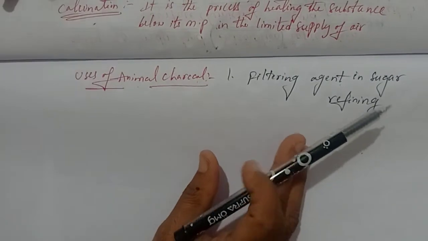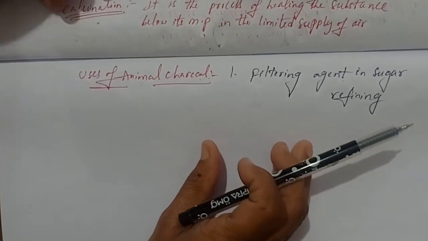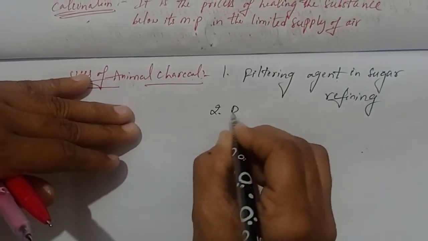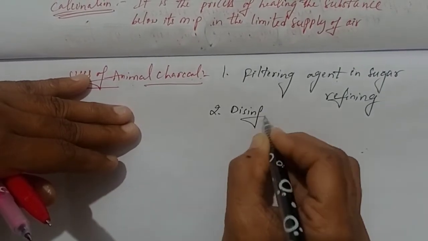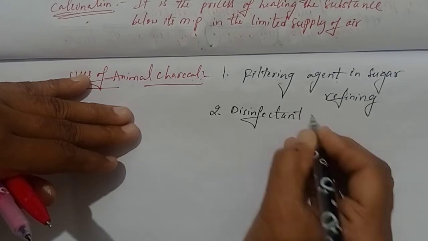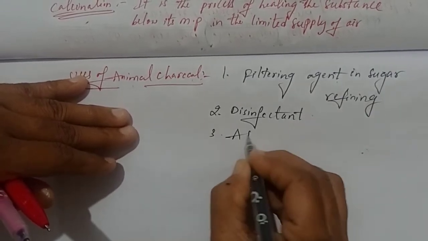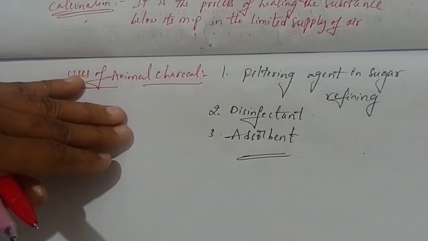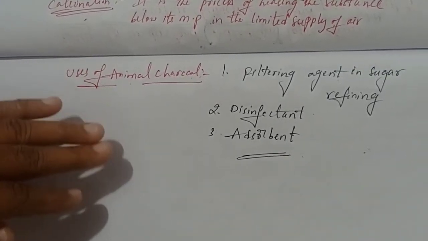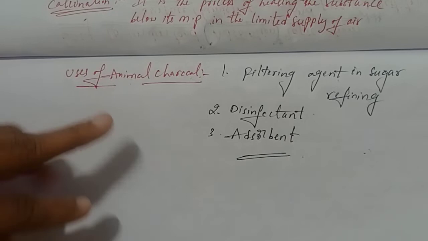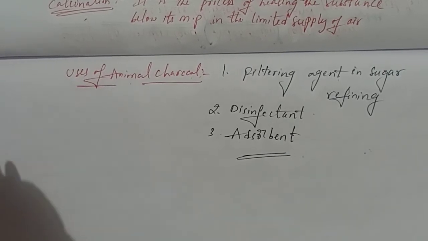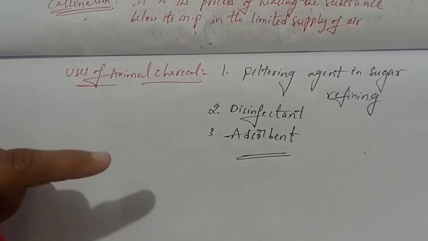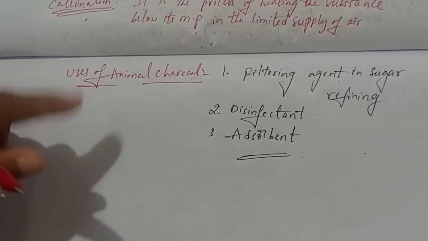Are you understanding? So it is used as a filtering agent in sugar refining, and also it is used as a disinfectant. Are you clear? Disinfectant. And also it is used as an adsorbent. So these are the uses of animal charcoal. How to get animal charcoal? By burning of animal bones in the limited supply of air. So burning is nothing but calcination.